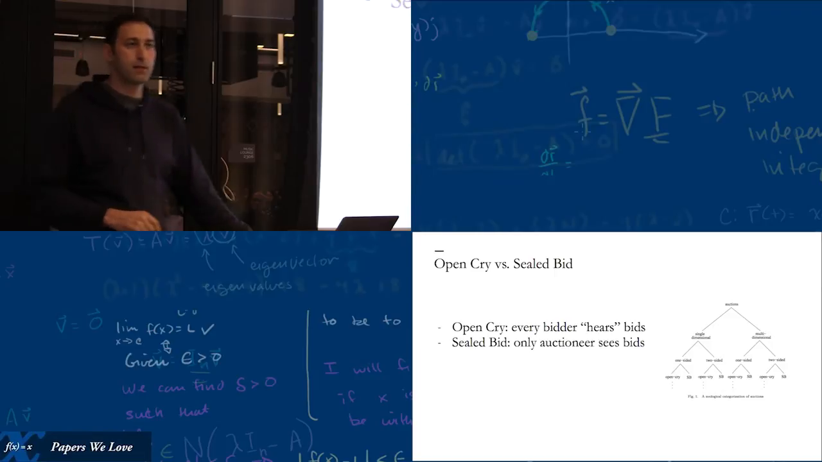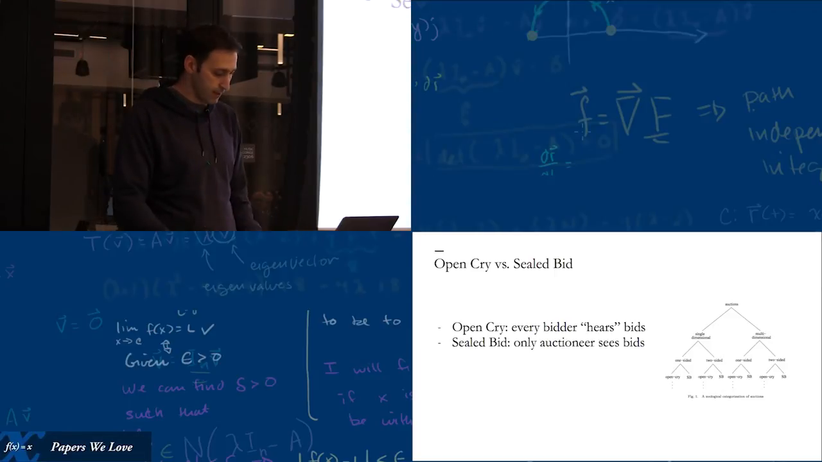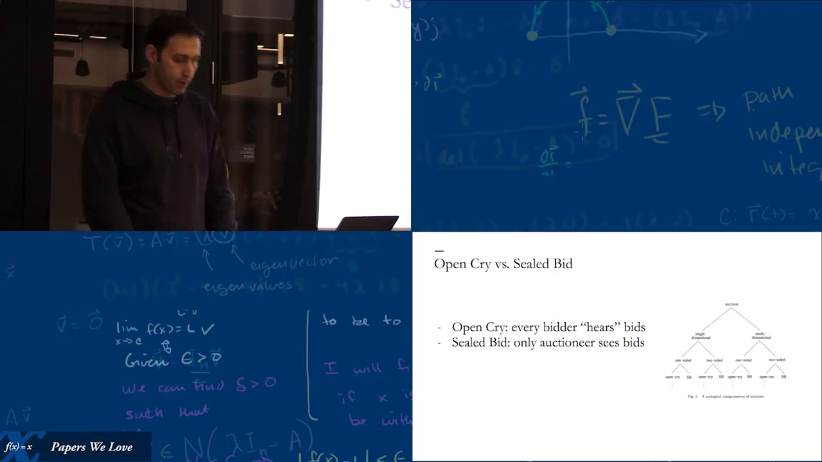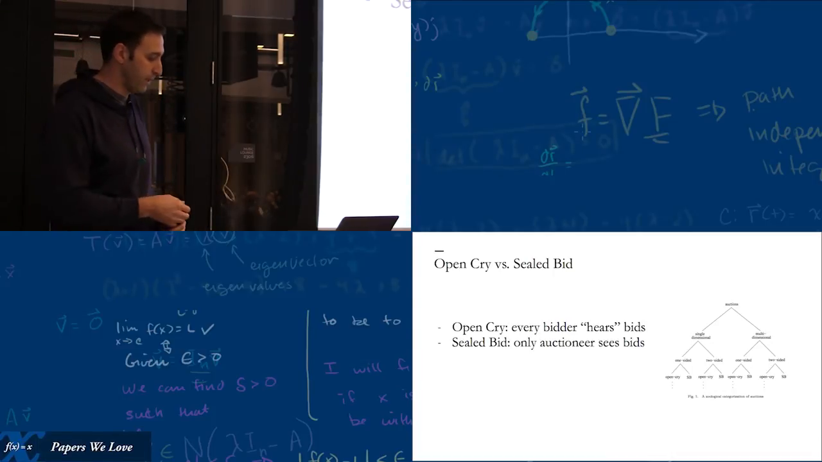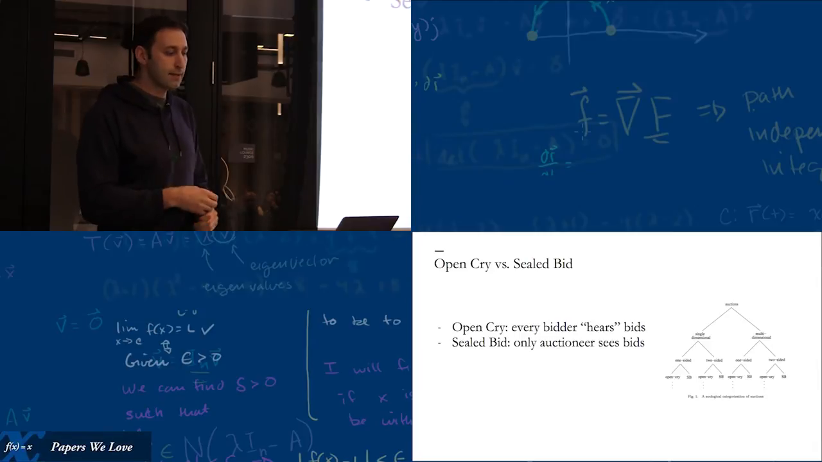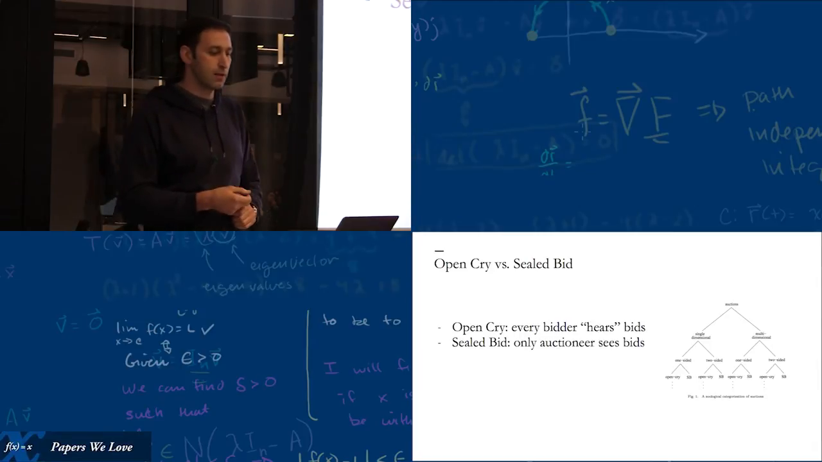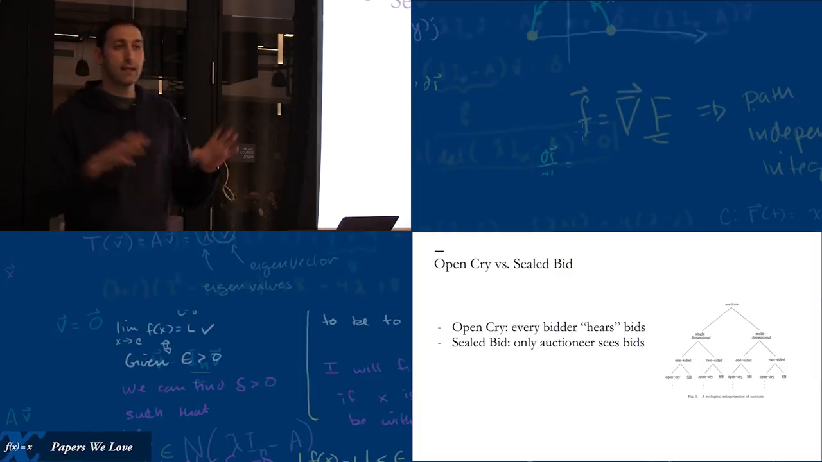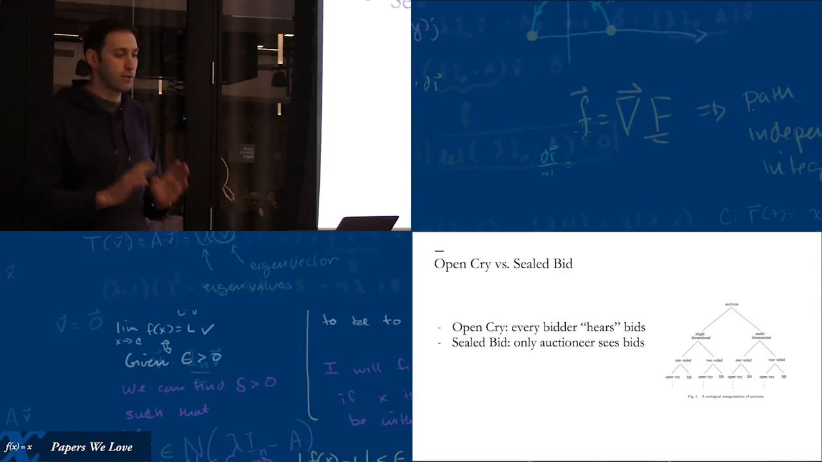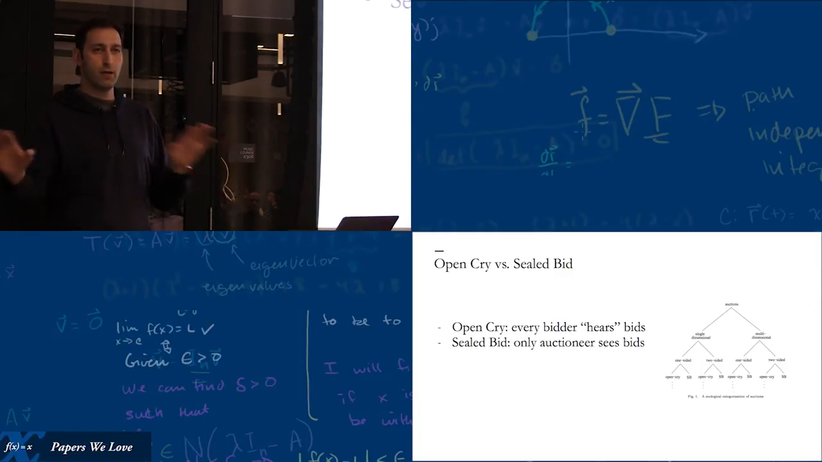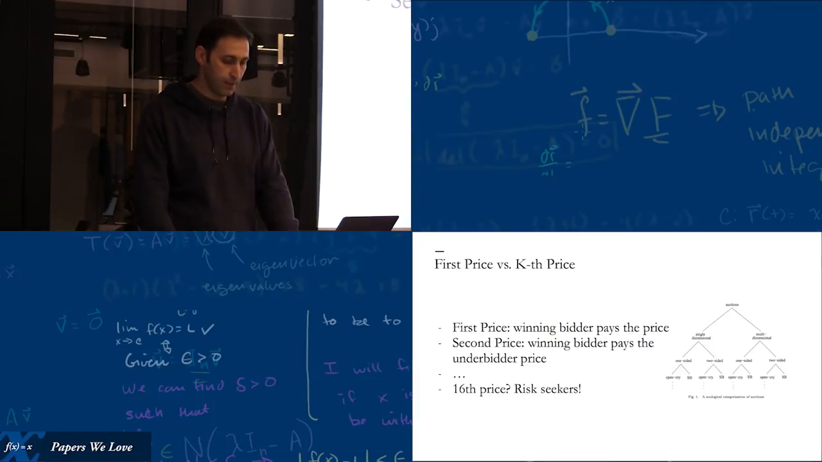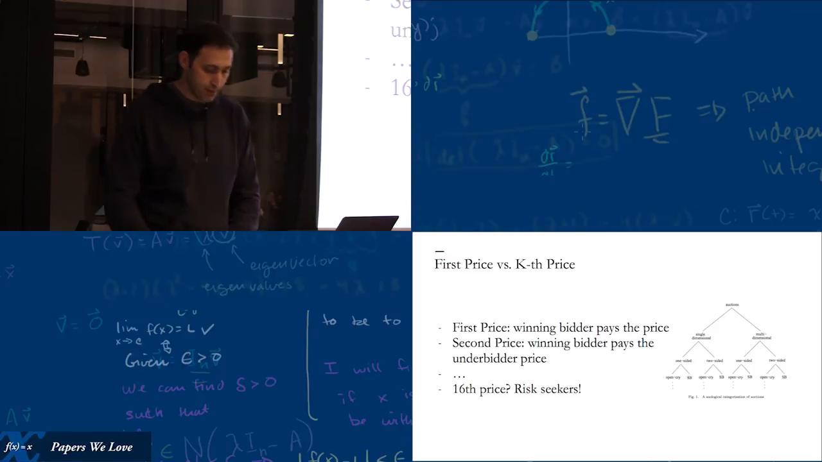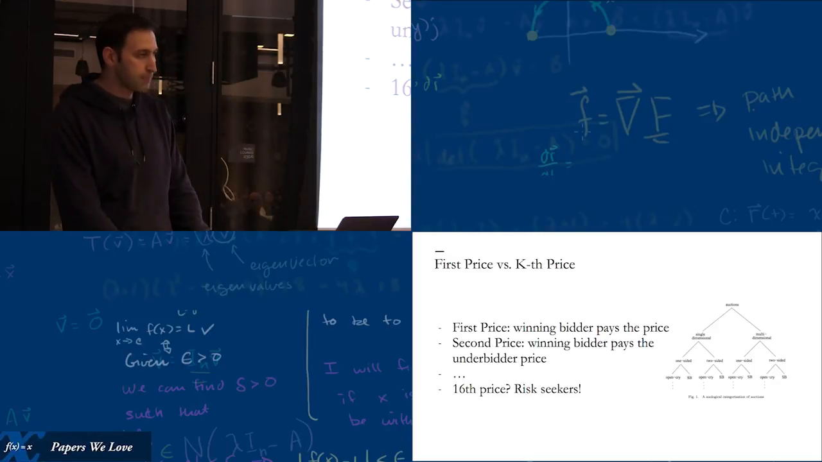If we continue, there are open cry auctions, where every bidder hears every other bid, which is kind of important. You can hear or see what is going on, where we are with bids. Then in a sealed bid auction, not a silent auction, sorry, only the auctioneer knows what is being bid and what's happening. So these are pretty simple distinctions.